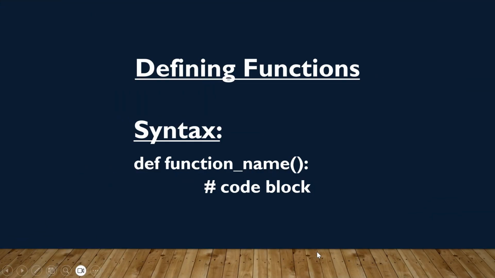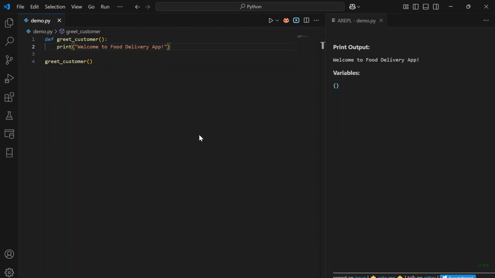First one, defining a function. A function is a reusable block of code that performs a specific task. This is the syntax for the function. It starts with the def keyword followed by the function name, and the entire code block comes inside the function. Let's see this with an example. Consider you want to greet customers when they open your food delivery application. This is the sample function for that. When we execute this function, it will return welcome to food delivery app.